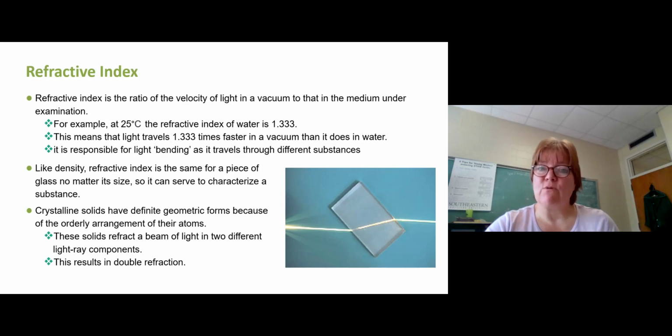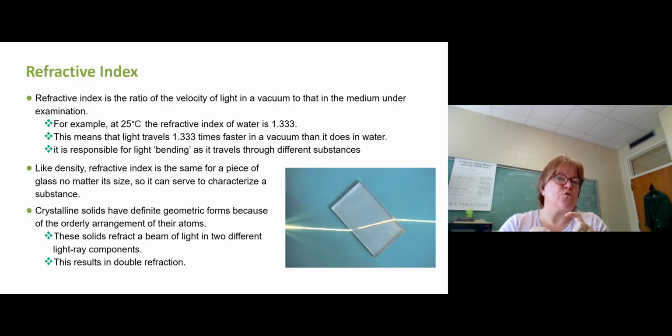So refractive index is going to be the same for a piece of glass no matter what size it is. So it's a property that's unique to that piece of glass. And not all glass has the same refractive index. They don't change by very much. They're similar, but slightly different. Because of that, I can use optical properties to measure the refractive index, and it will help me characterize a particular piece of glass.